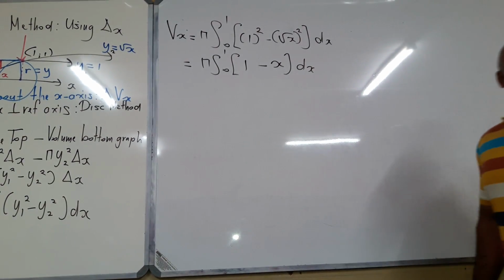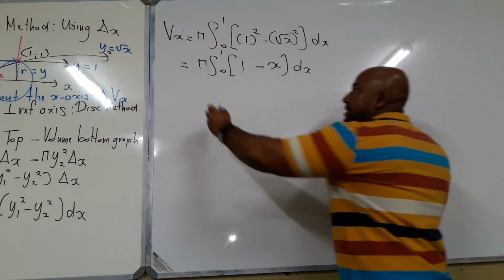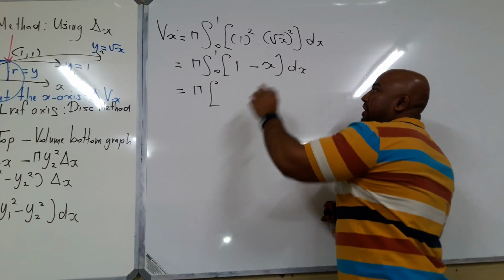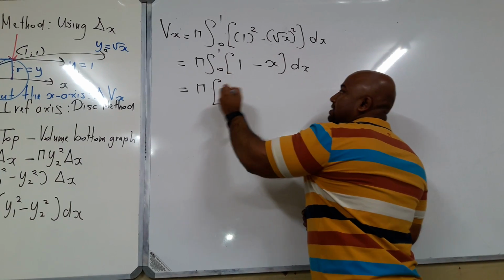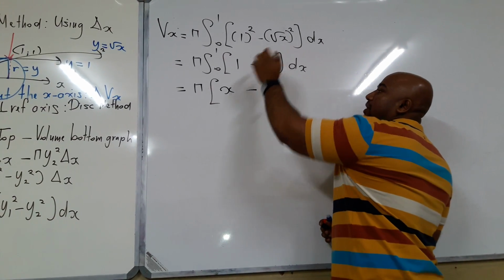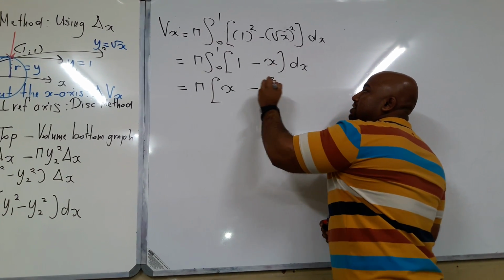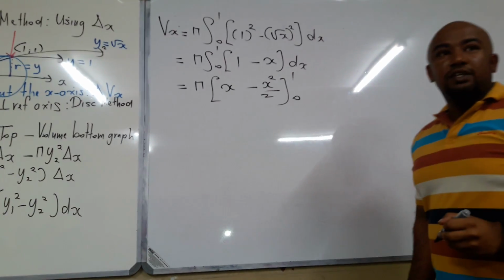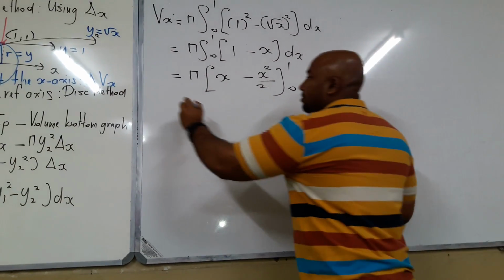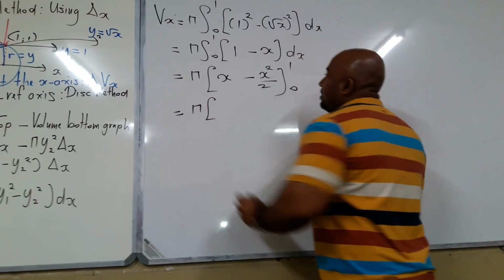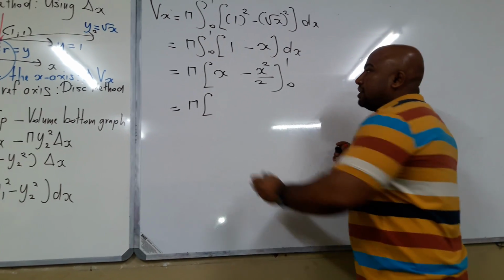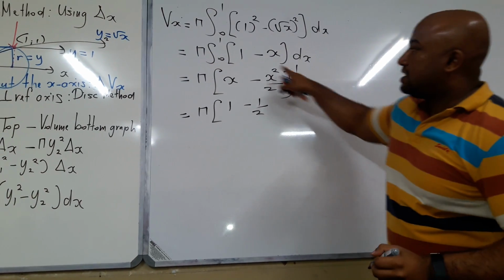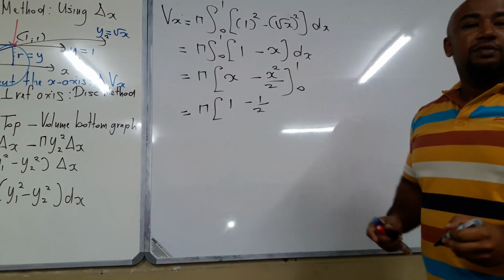And then from here it's simple. We just integrate. So we integrate 1 with respect to x, that will give us x minus integrate x to the power 1, that will be x squared over 2, and we are substituting 1 and 0. So if I substitute 1 here, I'm going to get 1 minus half. Minus if I substitute 0, that will just be 0.